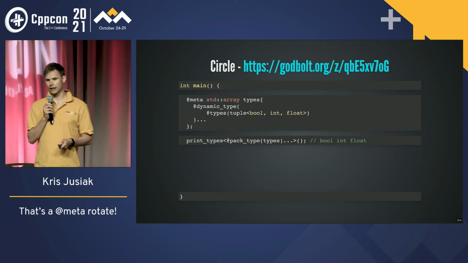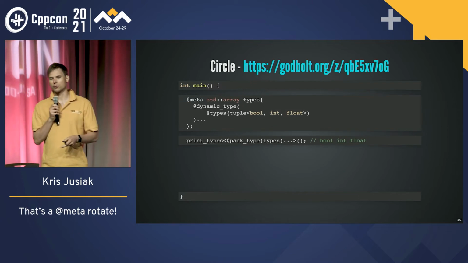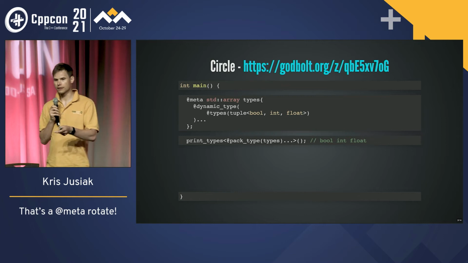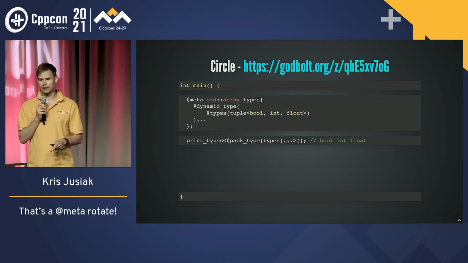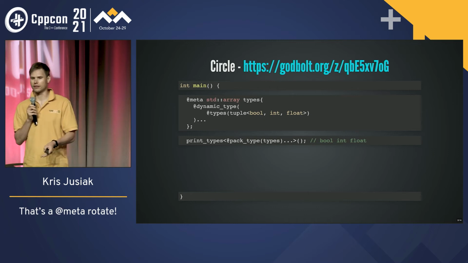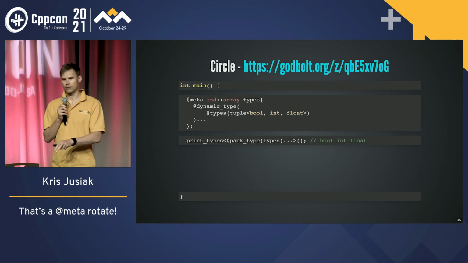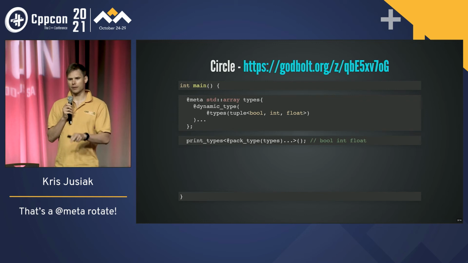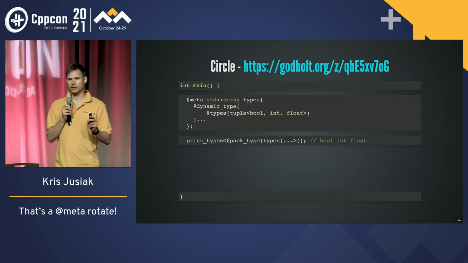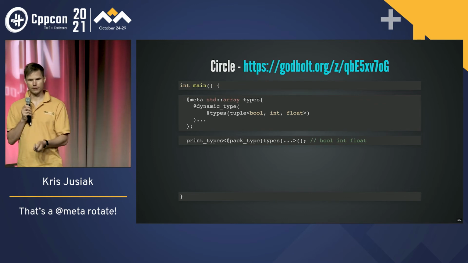So when we do the print types of pack types, you can see here that the types can be packed again into the function call. So we have the meta array, which we can pack back into the types. So we've been in the value space, and right now we're in the type space again. And we can implicitly expand the types with ... So there is no magic with implicit, like immediately invoked function expression or something like that. And that will give us bool, int, and float.